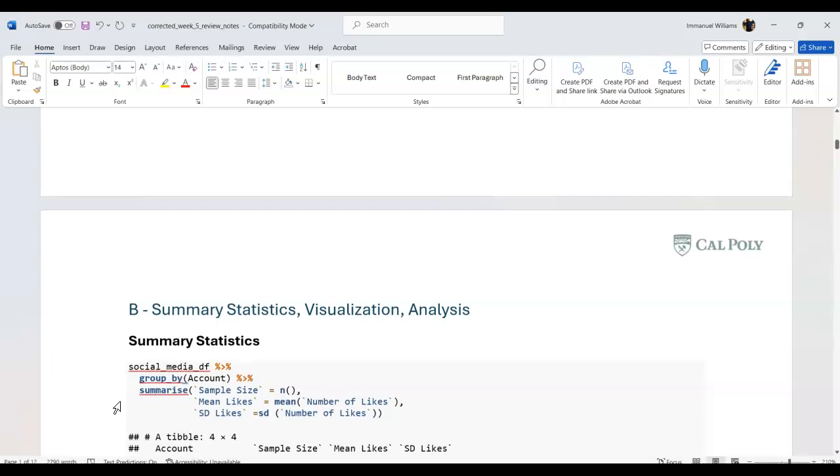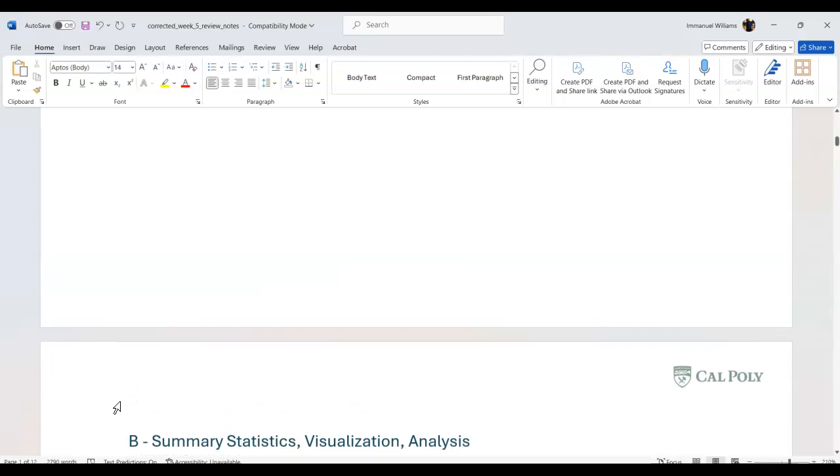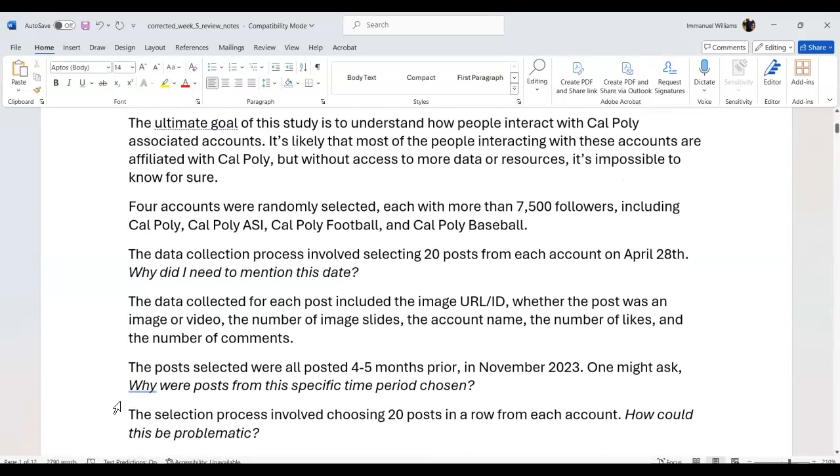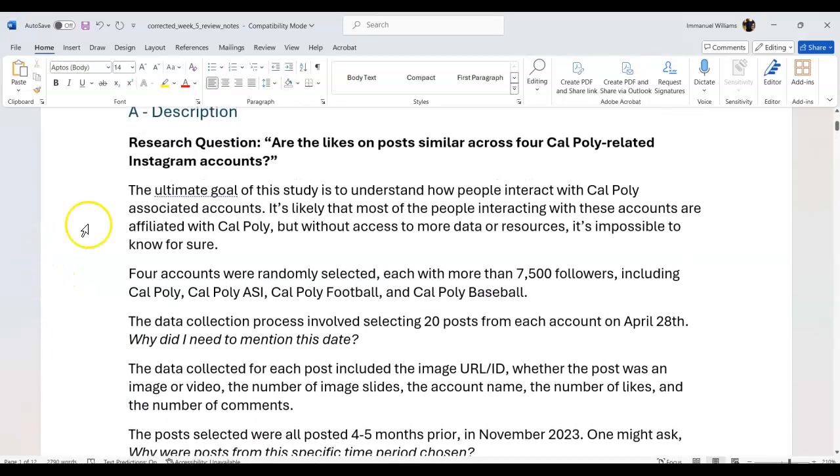So the summary statistics. Before I even do that, my apologies, let me take one step back. Is it clear what the explanatory and the response variable are from this question? The explanatory variable, or at least one of the variables, is going to be the Instagram account, and the response variable is going to be the likes.